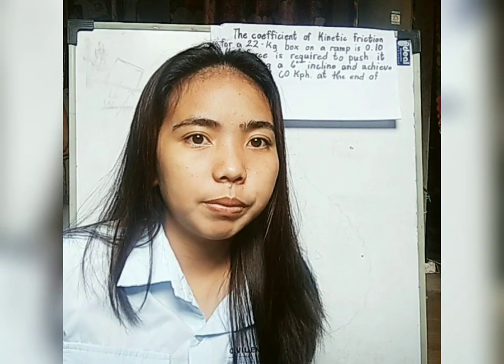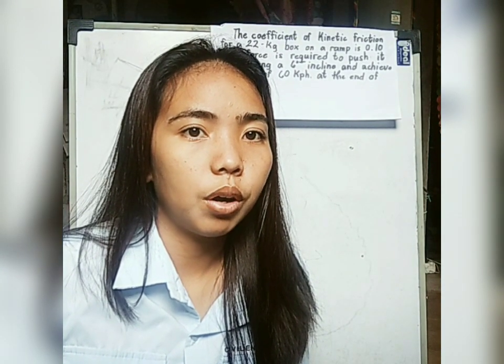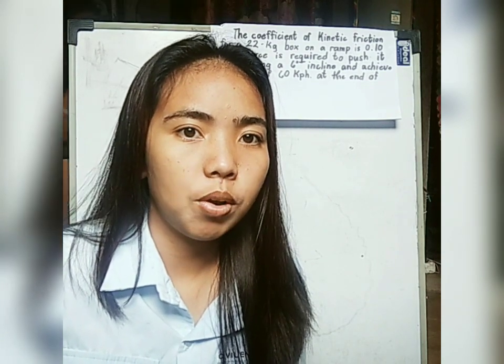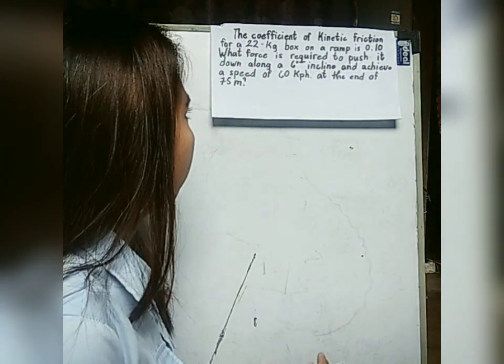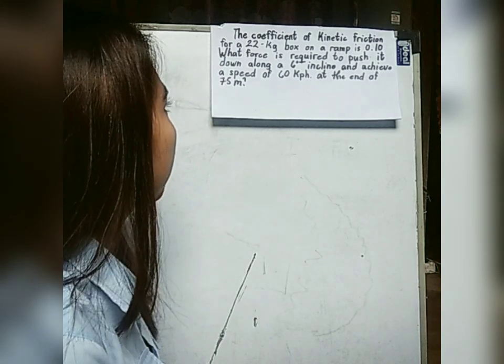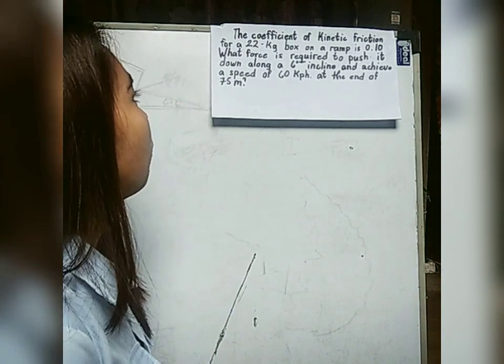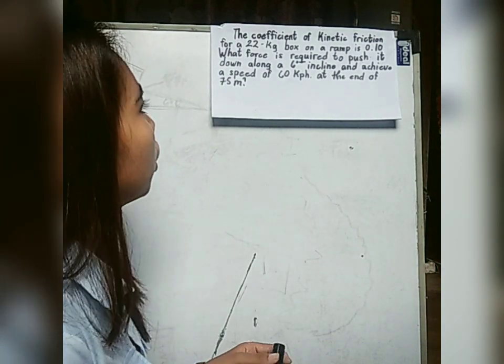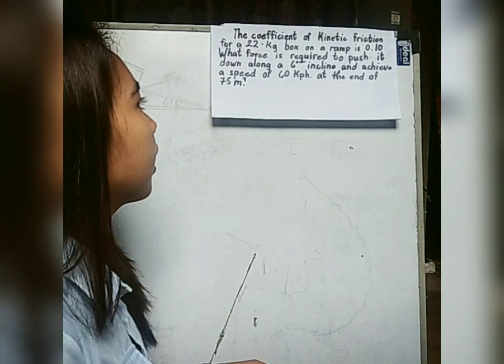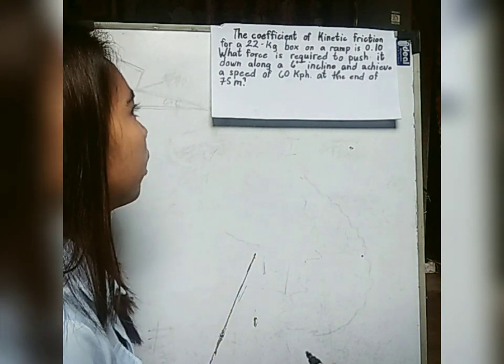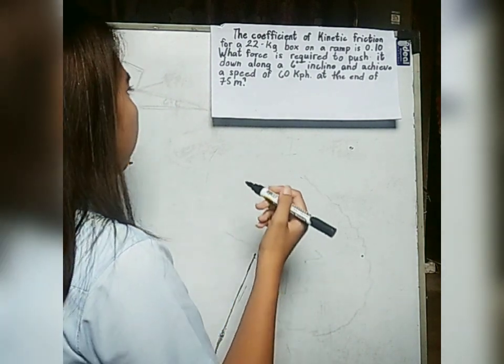This sample problem video presentation is from inclined planes. For our example, the coefficient of kinetic friction for a 22 kilogram box on a ramp is 0.10. What force is required to push it down along a 6 degree incline and achieve a speed of 60 km per hour at the end of 75 meters?